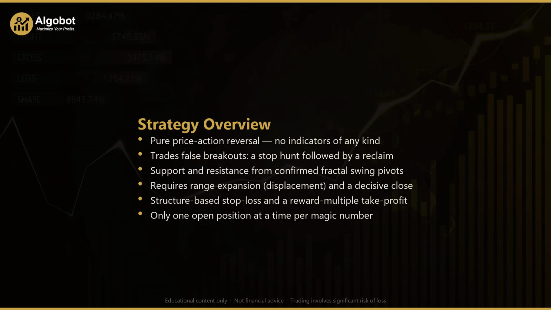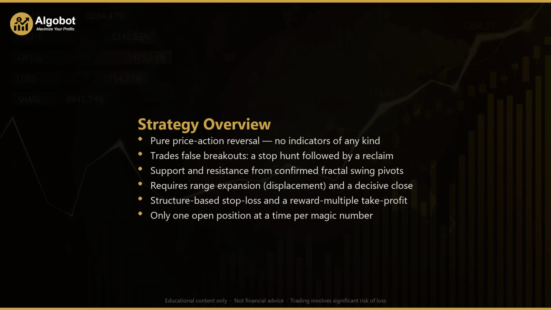Rather than relying on a lagging indicator, the EA defines support and resistance using confirmed fractal pivots. A pivot is a high or low that stands as the extreme over a set number of bars on each side, so it represents a level the market genuinely respected. The EA then watches for a single closed candle that pierces one of those levels, closes back on the correct side, shows momentum through its own candle geometry, and expands beyond the recent average range.